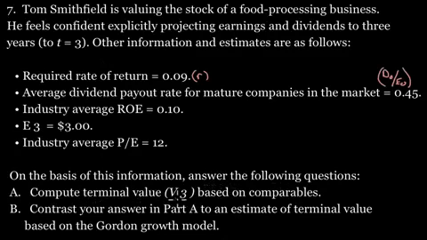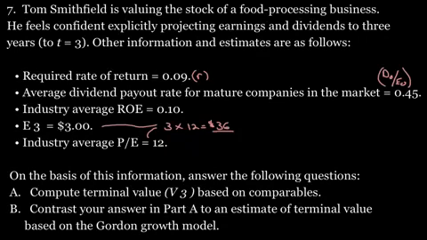Compute terminal value V3 based on comparables. Well, I think we can do that rather easily. We have $3 in earnings. We have a PE of 12. 3 times 12 is 36. That was straightforward.